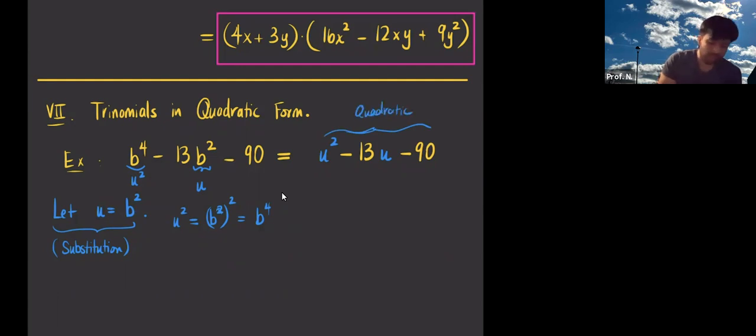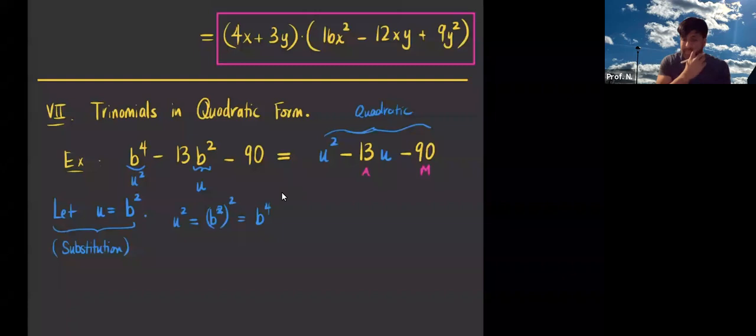Now, forget just for a moment about this and look at this. How do we factor this? Well, we've done it already. We find two numbers that multiply to 90 and that add to negative 13. There's many factors for 90, and one of those factors is 18 and 5. So 18 times 5 gives me 90.